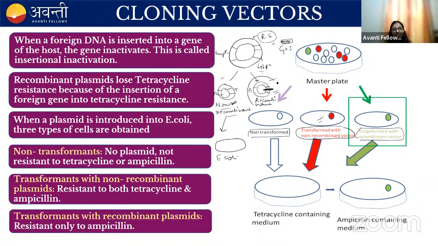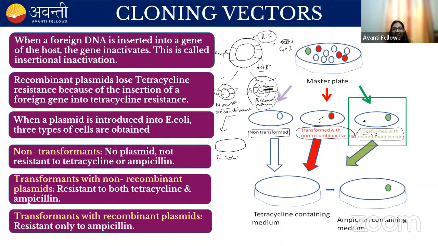But the one which has the recombinant vector, that means the gene of interest has incorporated into the tetracycline resistance gene. Okay. Because of the insertion of the foreign DNA into the tetracycline resistant gene, it leads to inactivation of the gene. So this host cell will not be able to grow in the medium which contains tetracycline, because the tetracycline resistant gene has become inactivated due to the insertion of this foreign DNA.